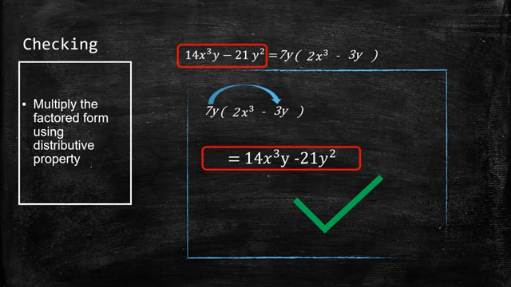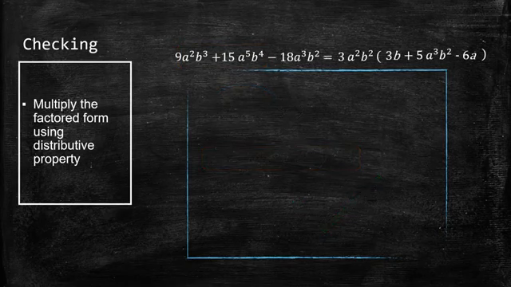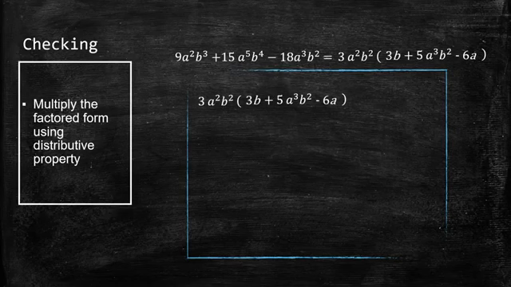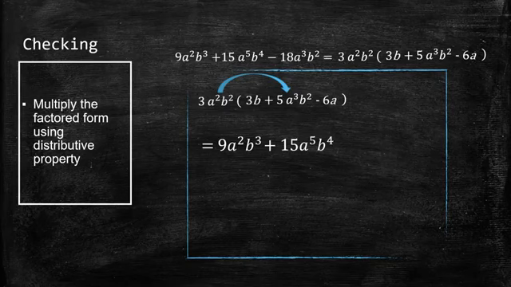Next. Katong 3 terms. Okay? So, write down ang isulit na natong factored form lang. Then, you multiply by distributive property. So, 3a squared b squared times 3b is 9a squared b cubed. Next. You have 3a squared b squared times 5a cubed b squared. Pila? That is positive 15a to the 5th b to the 4th. Next. It is 3a squared b squared times negative 6a.